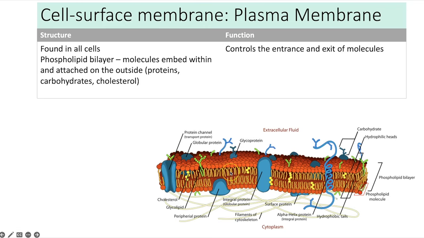So the function of the plasma membrane we'll learn more about in the topic which is looking at membranes and controlling what can enter and exit. But that is what the role is. It can control what can pass through the membrane, meaning what can enter and exit a cell.